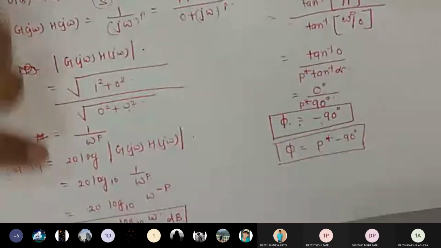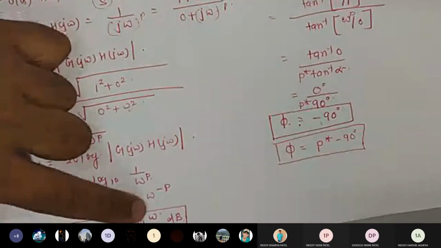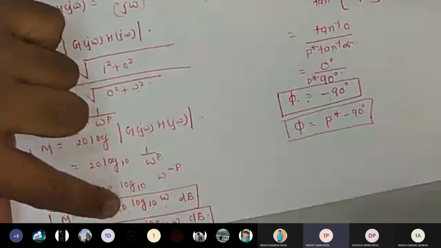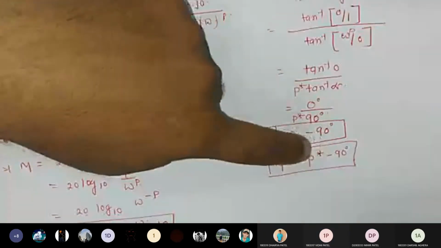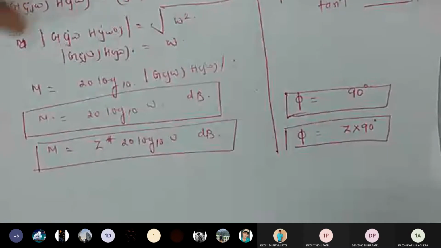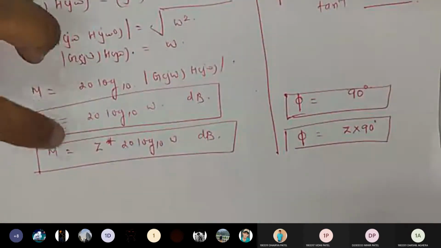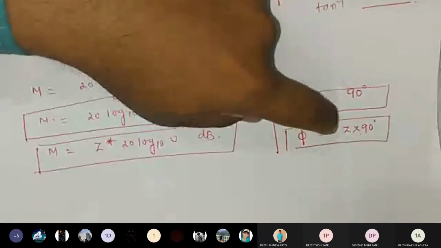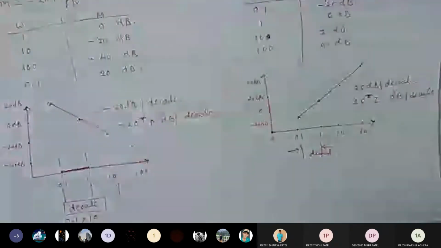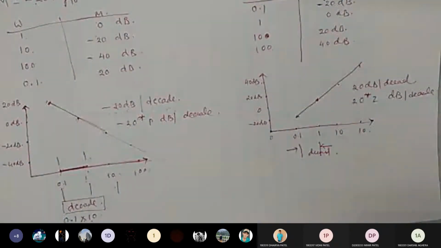Second factor, pole at origin. In magnitude, the answer is minus 20 log omega, that is, minus P into 20 log omega. Phi is minus 90 into P. For zeros at origin, it is Z into 20 log omega, and for phi, it is Z into 90 degree.